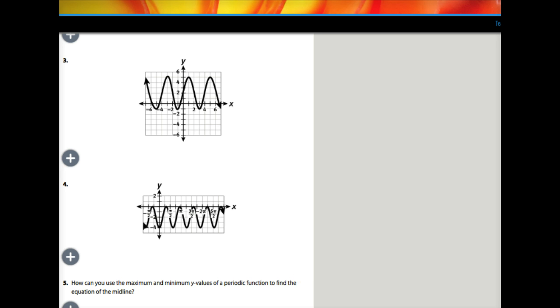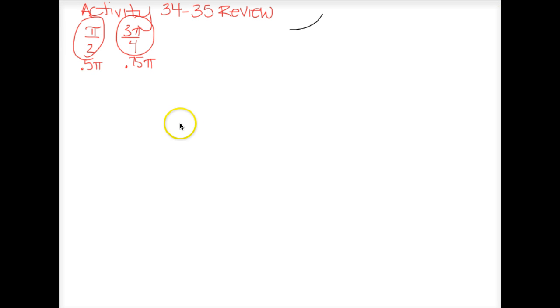All right, so those were the first types of problems that were in the review. The second type of problems were some graphs.